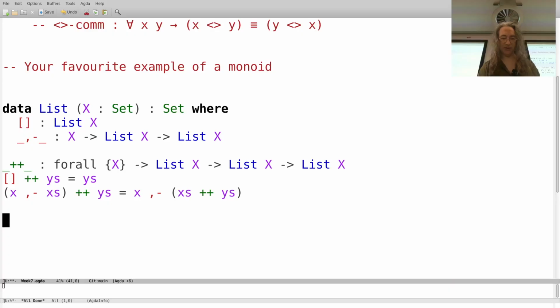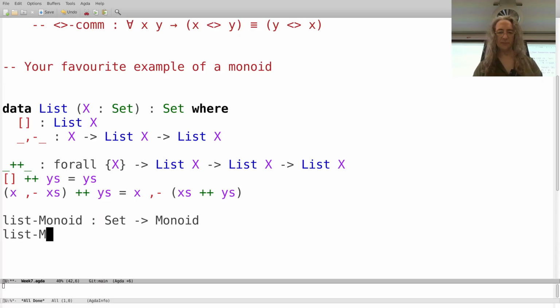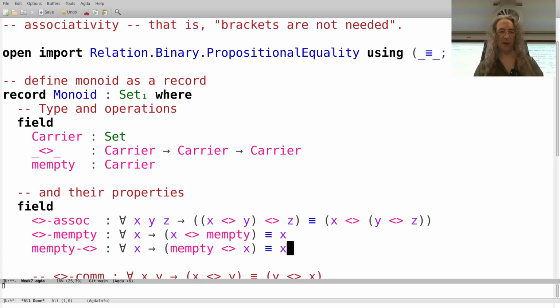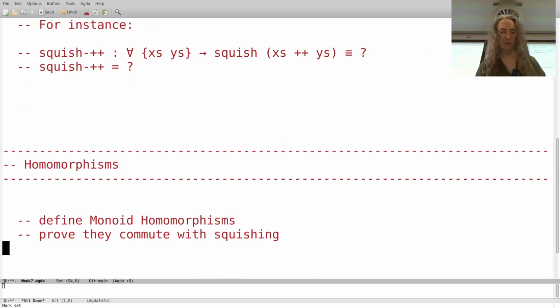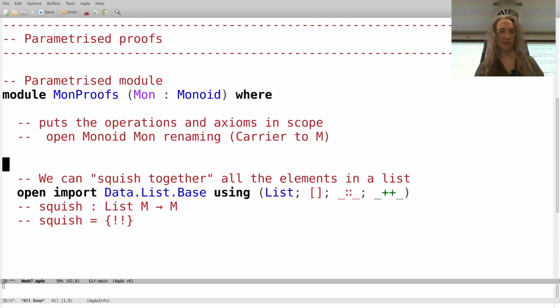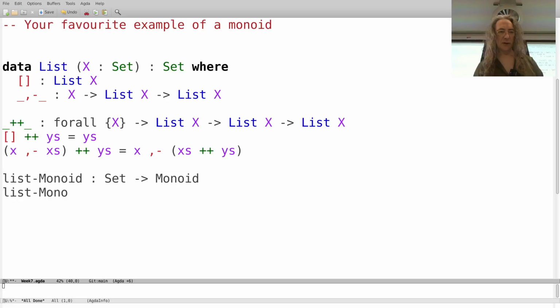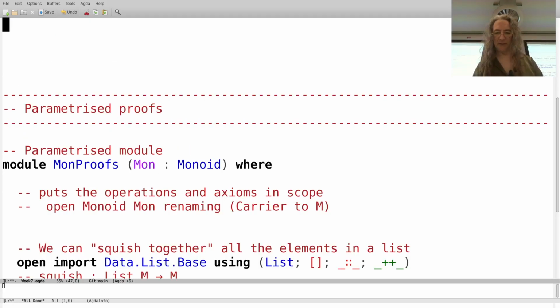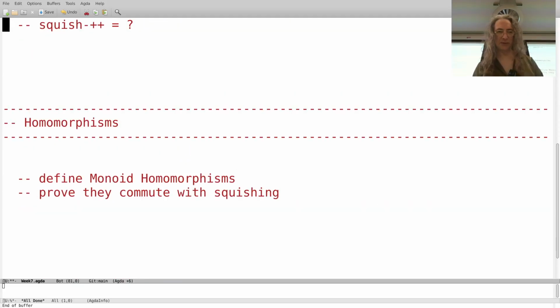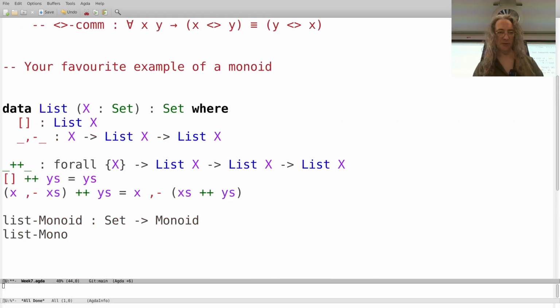So what would we want to say? List monoid. I don't know how you want the capitalization conventions. Should probably have a capital. Bad news. I see. No, fingers are behaving extremely badly.